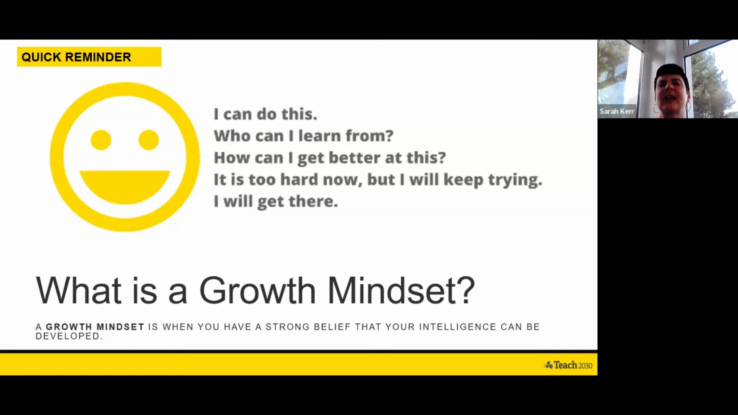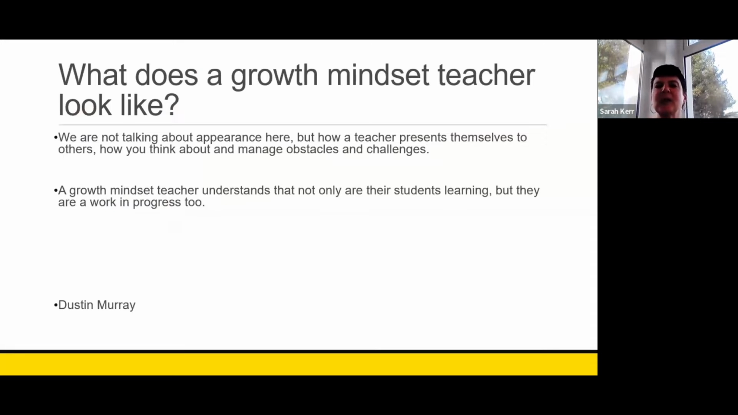So growth mindset is all about being open-minded, encouraging our students and using vocabulary that will allow our students and ourselves to grow, because that's what this is all about. If we grow as teachers and we grow on a personal level and a professional level, we will get successful outcomes in our classrooms. So a growth mindset teacher then, what does a growth mindset teacher look like?